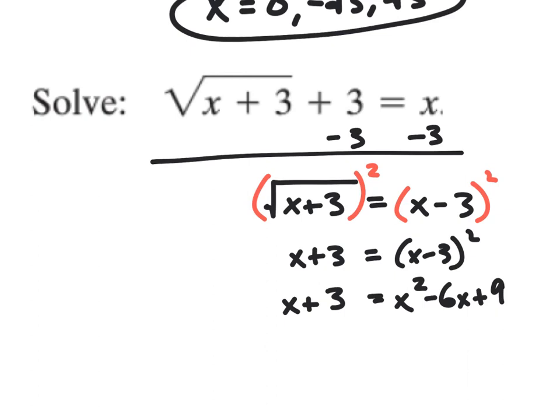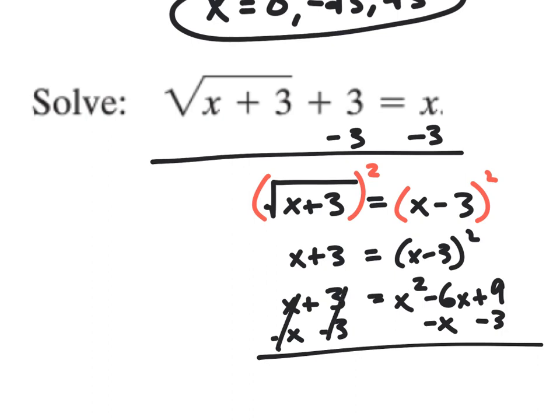Now, I've got a quadratic and I've got a binomial. I want to move all these parts to the other side because I want to set this equal to 0 and solve for x, okay? Just like we would if we were given just this problem right here. All right, so now I'm going to subtract an x, subtract 3, so minus an x, minus 3. And those are going to cancel out. We're going to be left with 0 is equal to x squared minus 7x plus 6.